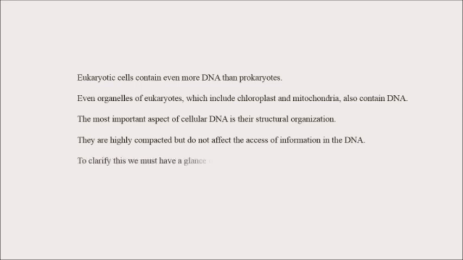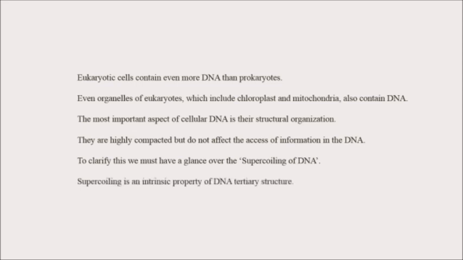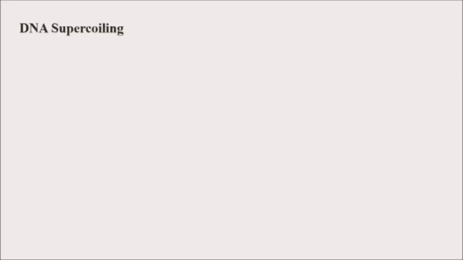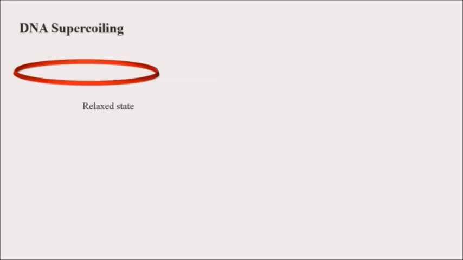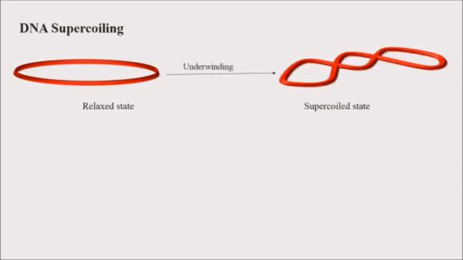To clarify this, we must have a glance at the supercoiling of DNA. Supercoiling is an intrinsic property of DNA tertiary structure. Consider the case of prokaryotes, which have circular DNA. Unless it underwinds, it will not change into the supercoiled form. As here I have relaxed DNA, when it underwinds, it will change to the supercoiled state. Underwinding changes the linking number, which is a topological property.